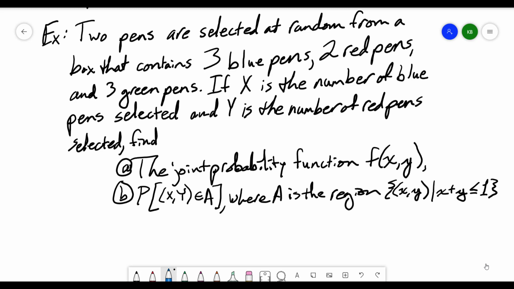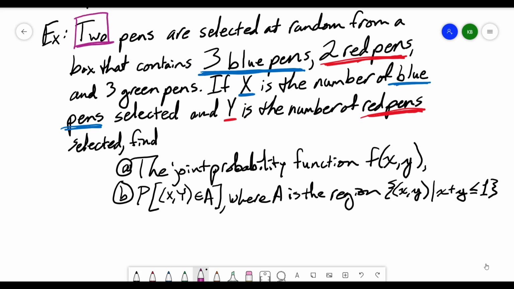So X is the number of blue pens selected. X is interested in blue pens, and there are 3 blue pens in the box. Now, Y is interested in red pens, so Y is going to be capped by the number of red pens in the box. Finally, the last limiting factor on our random variables is going to be the number of pens we're actually selecting. We're selecting 2 pens, so we'll never have more than 2 pens of a color.